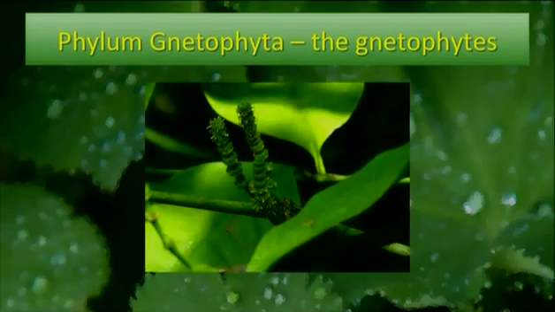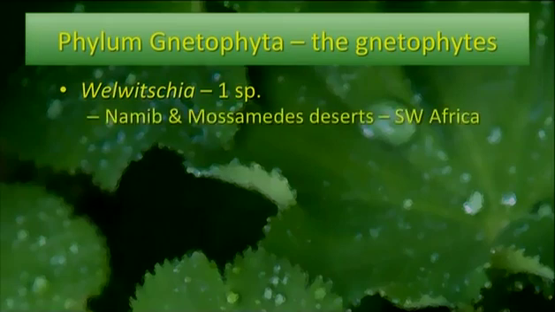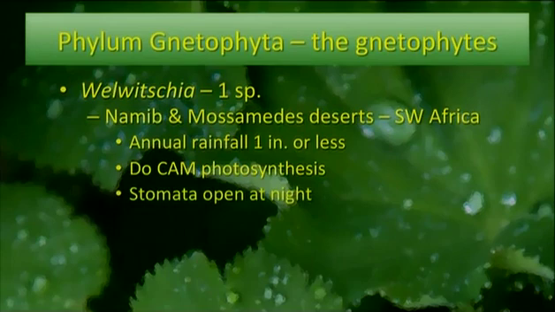Here are some male structures in Gnetum. Now, the third group is Welwitschia, which is just one species, a monotypic genus. It lives in the Namib and Moçâmedes deserts in southwest Africa, where annual rainfall is 1 inch or less, amazingly. They do CAM photosynthesis, where the stomata are closed in the daytime and open at night.